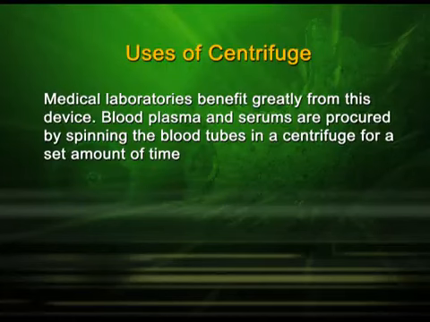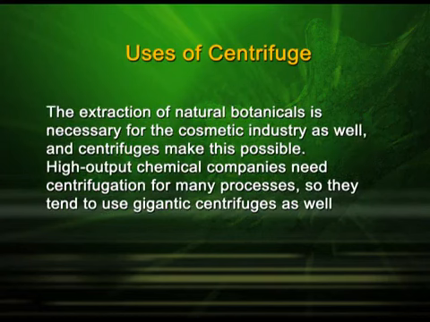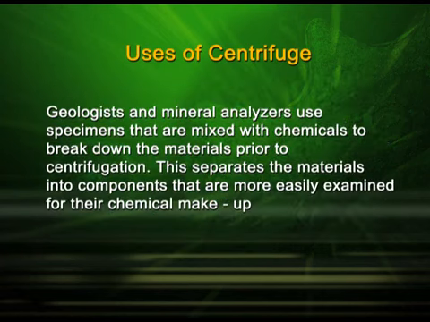Now, let us discuss the uses of centrifuge. Centrifuge is used in medical laboratories, where the separation of blood plasma and serum has to be done. This is done with the help of a centrifuge. It is also applied in pharmaceutical companies for the analysis of chemicals. It is also used in the cosmetic industry for the extraction of botanicals. It is also used for urine analysis. In the urine, you have a lot of disease causing organisms which can be easily detected when it undergoes centrifugation. It is also used in blood banks, and it is also used by geologists and mineral analyzers.